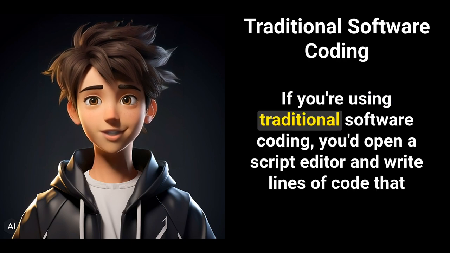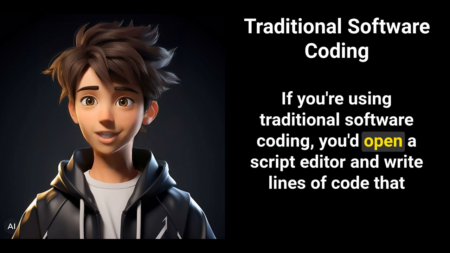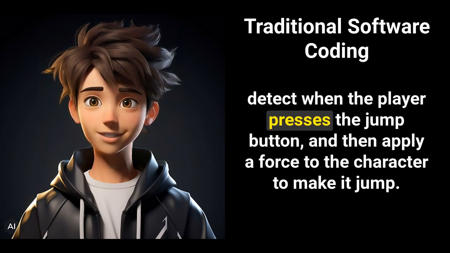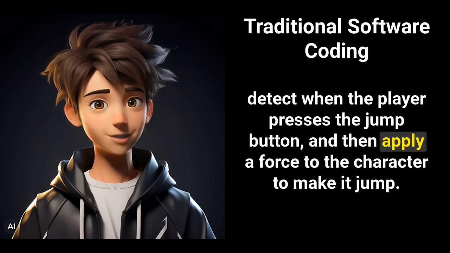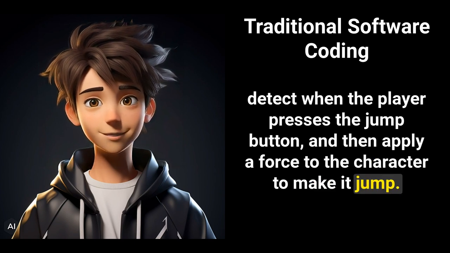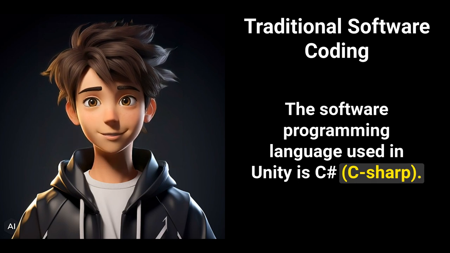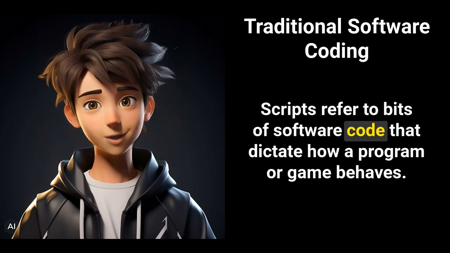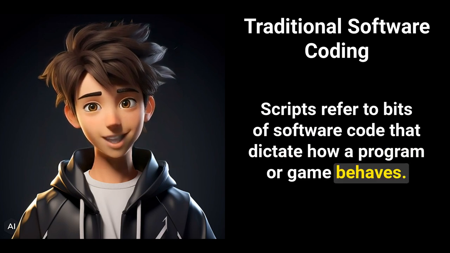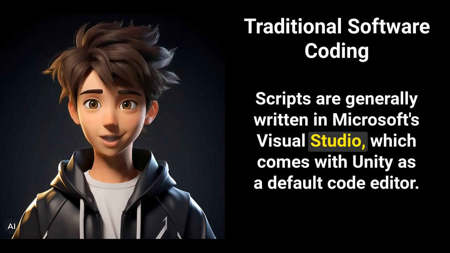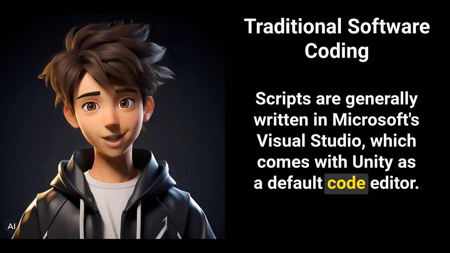If you're using traditional software coding, you'd open a script editor and write lines of code that detect when the player presses the jump button, and then apply a force to the character to make it jump. The software programming language used in Unity is C#. Scripts refer to bits of software code that dictate how a program or game behaves. Scripts are generally written in Microsoft's Visual Studio, which comes with Unity as a default code editor.